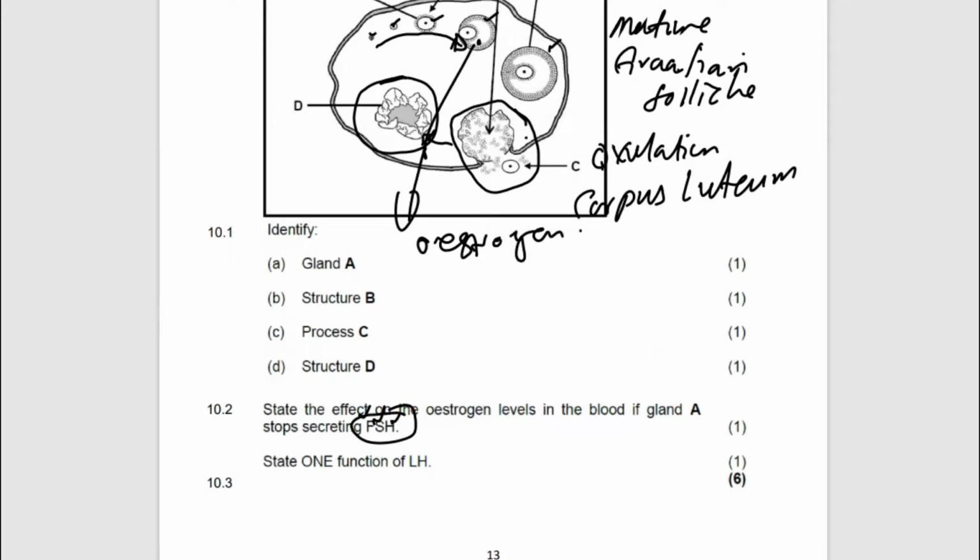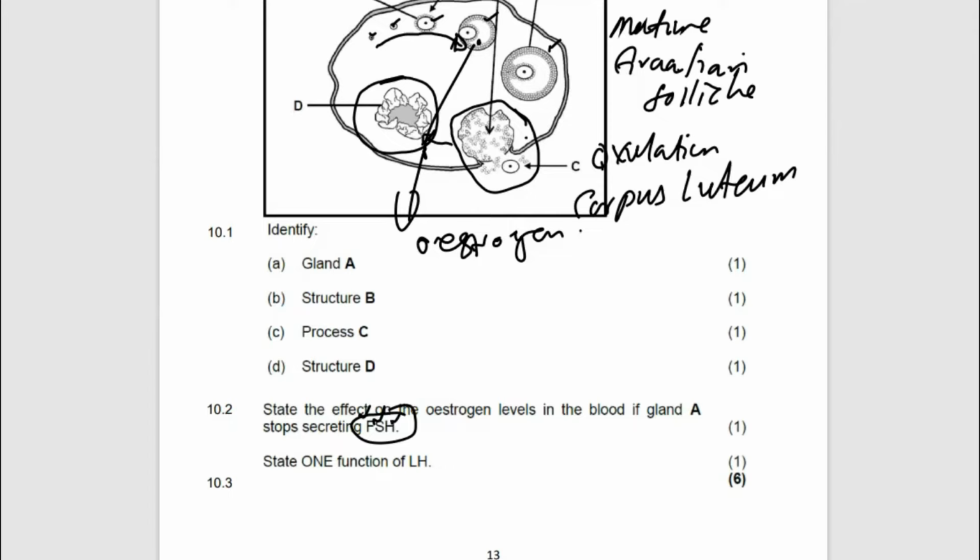So if the Graafian follicle has not developed, then estrogen will not be produced. Therefore, the level will not increase. It will either remain low or it will decrease, because the one which was there has been used up. So it will remain low or it will decrease.